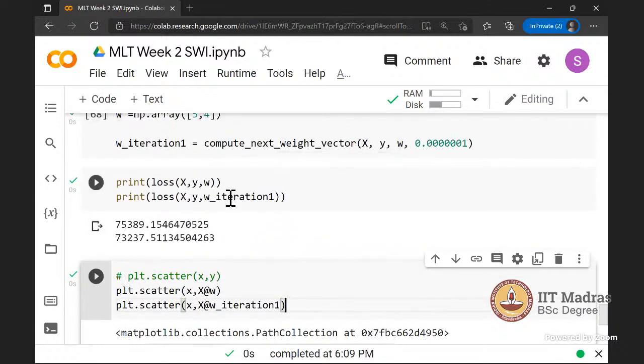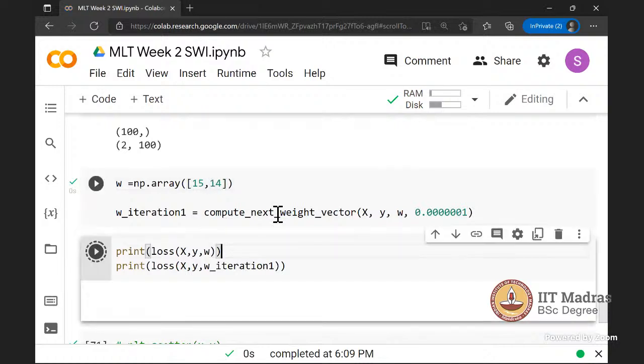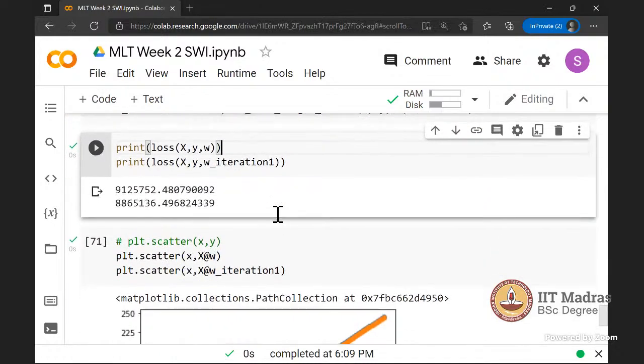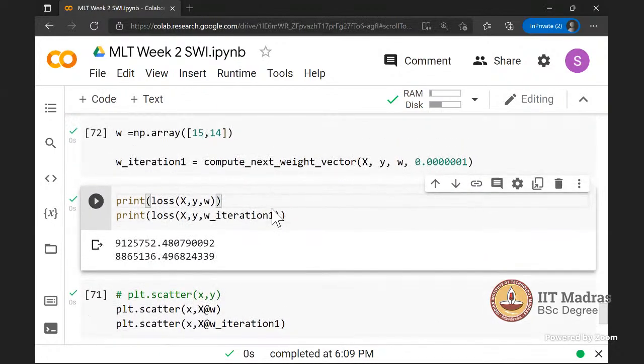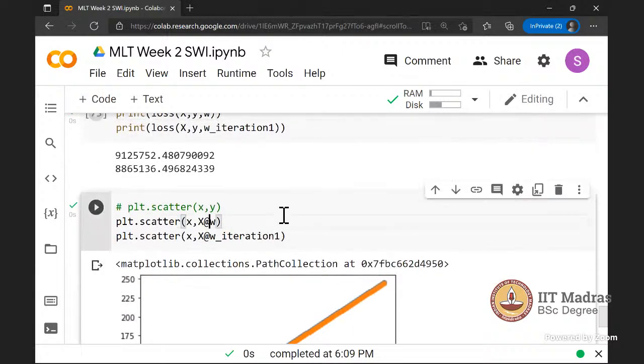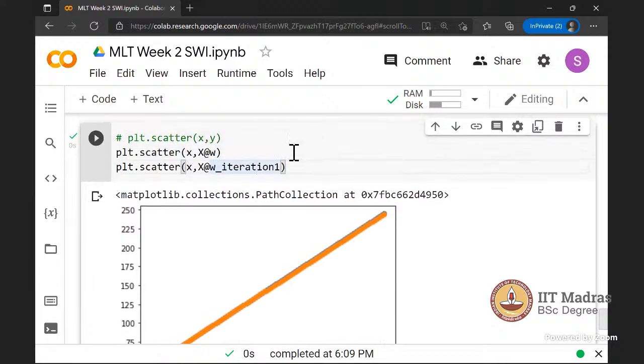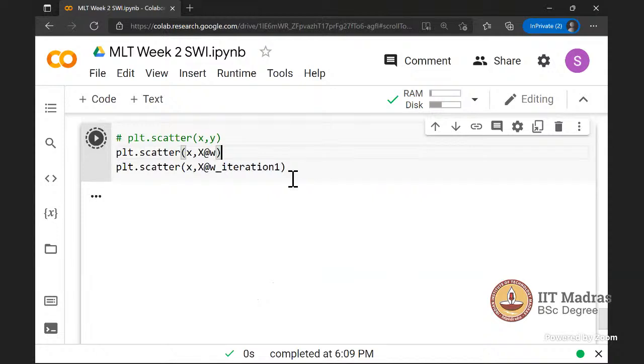Maybe let's start with this one, 15, 14. Let's see. Swarnim, a change in the loss function doesn't always show it, better to print W. Definitely we can print W, but we want to see visually that after one iteration our model is actually closer. Print W and then we'll see if there are actual differences in the weight vectors.